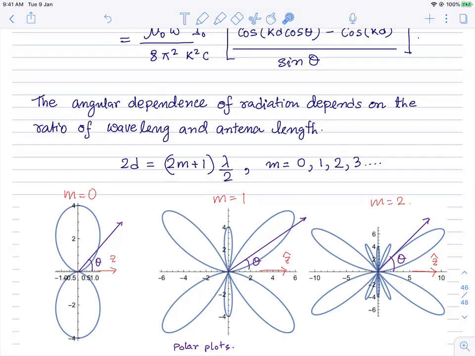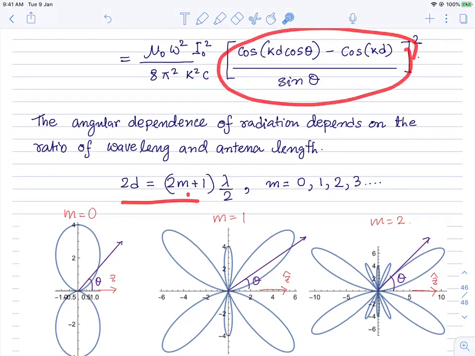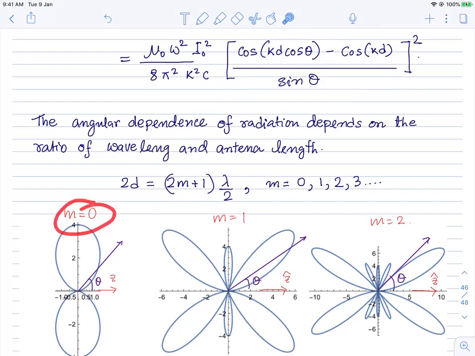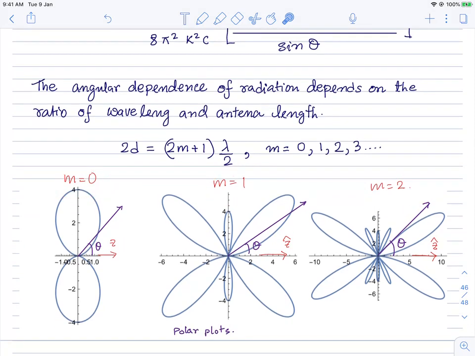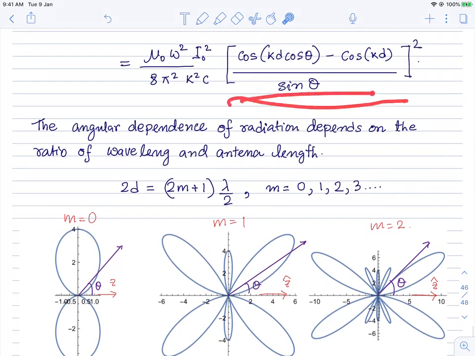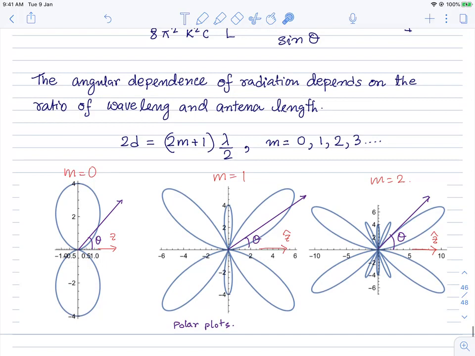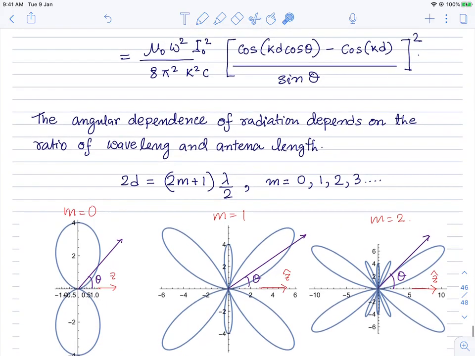So I have plotted this function for m equal to 0, 1, and 2. I've just taken this and plotted it. You can take it and plot it in any software that we know. I plotted it in Mathematica. And you can see, I've done this polar plot. So this is like a function of theta.